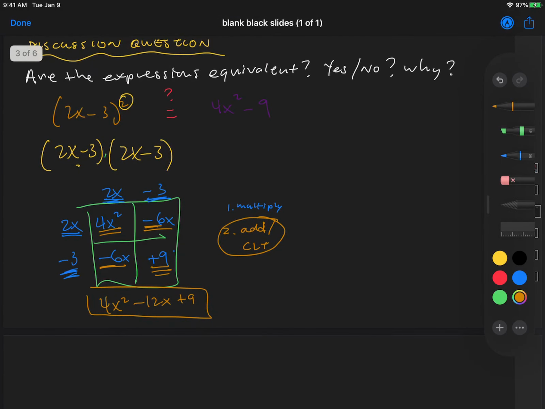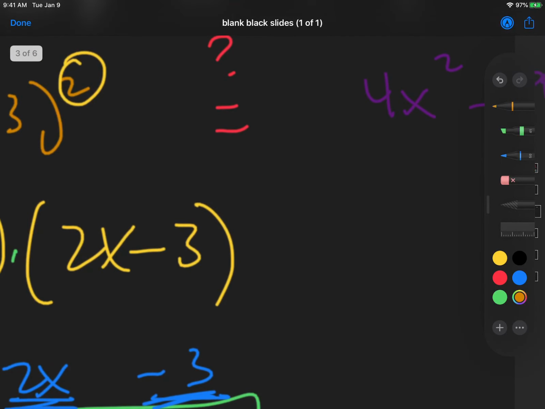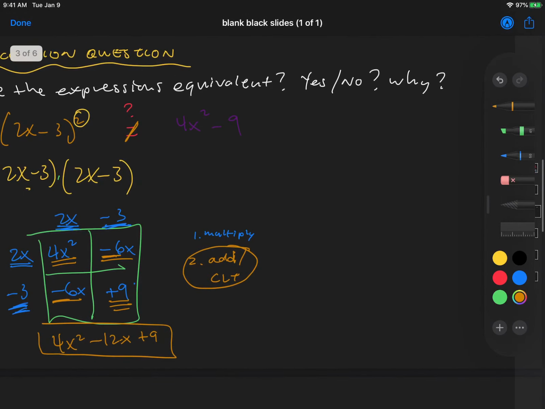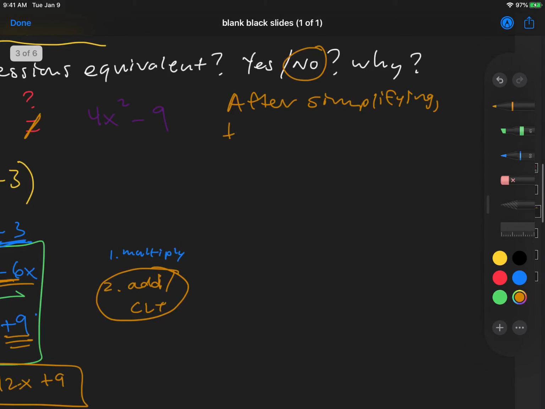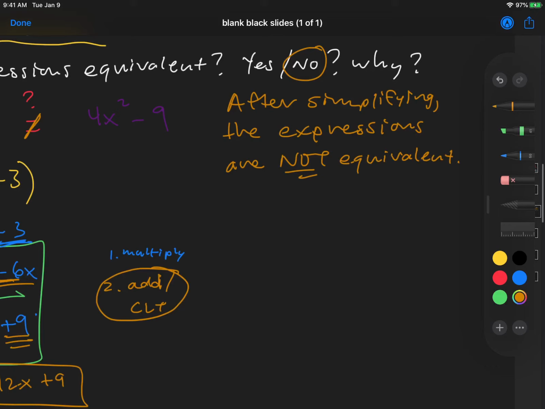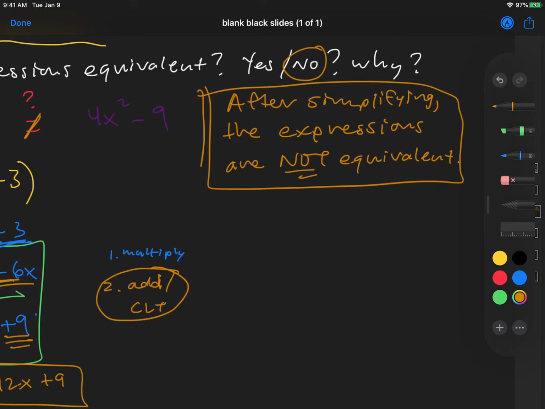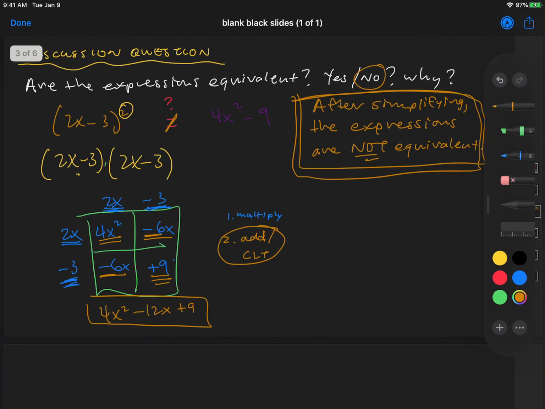So is that equivalent to 4x squared minus 9? The answer is no, they are not equivalent. Why? After simplifying, the expressions are not equivalent. Let me give you guys another way of showing that they are not equivalent. You could graph the quadratics.